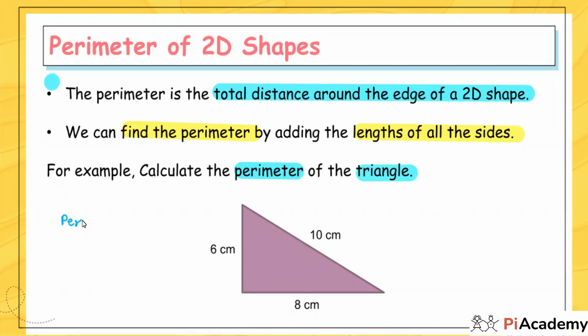If I want to calculate the perimeter, I will add all the sides. The values are as follows: 6 plus 8 plus 10. 6 plus 8 is 14, and 14 plus 10 is 24. So the answer is going to be 24 centimeters. Whenever you are adding, you have to be sure that all the dimensions are in the same unit. As you can see here, all 3 sides are in the same unit. If any one of them is not in the same unit, then you have to convert first and then add them. I think it's very clear.